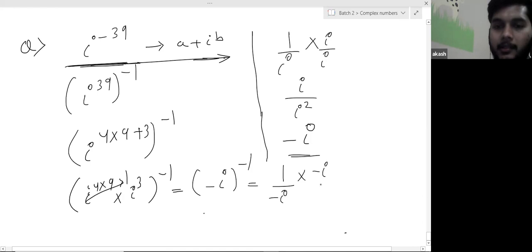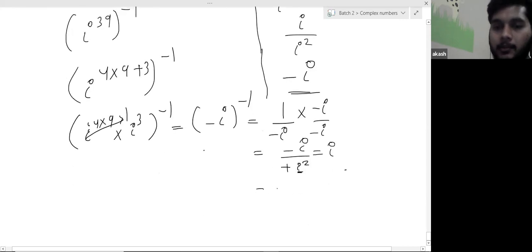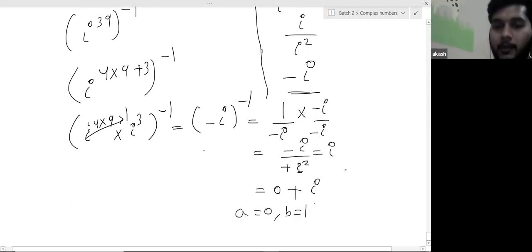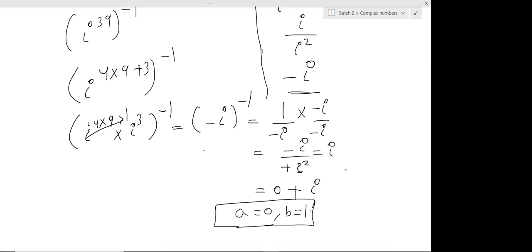Now to simplify this, I can multiply minus I. I know I can multiply I, but why not? So this is minus I upon minus I square, sorry, plus I square. So I square is minus 1, so the answer is I, right? So 0 plus I, the value of A is 0 and B is 1. All right, you can check your answers.